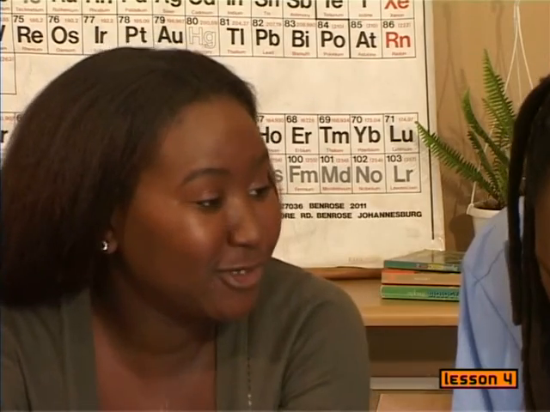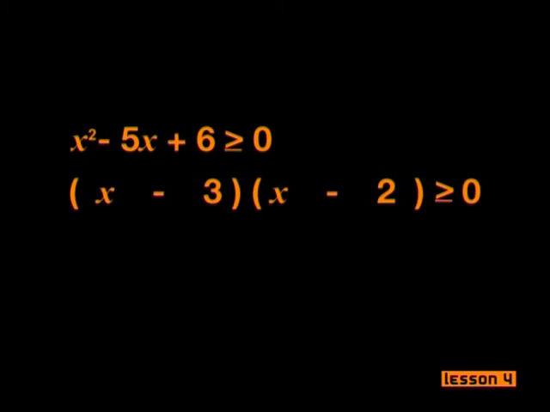And there you have your solution. All you need to do now is write it down. Remember that we need to include 2 and 3 in the solution because the inequality specified that we wanted solutions that were greater than and equal to. Okay, so x is less than or equal to 2 and x is greater than or equal to 3.